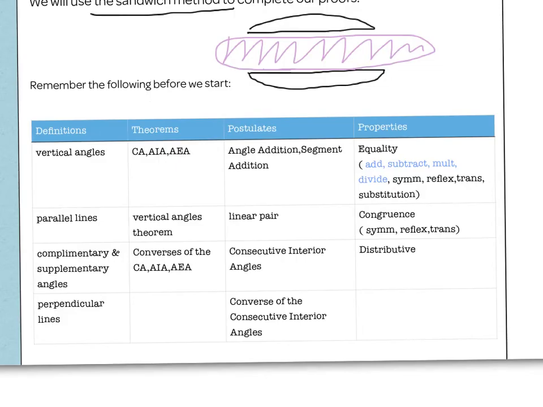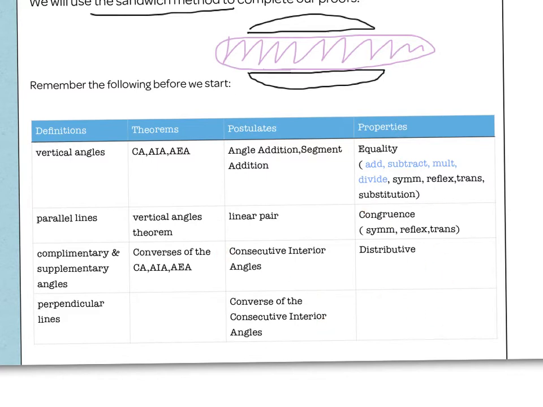To be really good at proofs, you need to remember what we've done before we started this, okay? So what you have here is a list, a beautiful table full of definitions, theorems, postulates, and properties that we've been working with that you will need to know in order to answer the questions in IXL Skill D6 and to do well on your Unit 2 assessment.